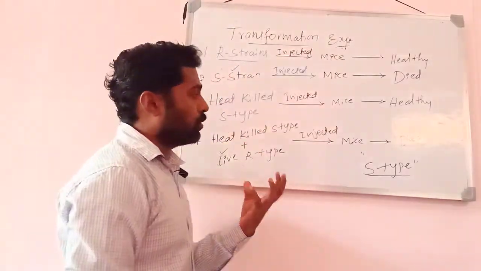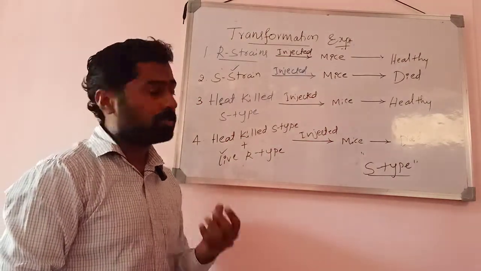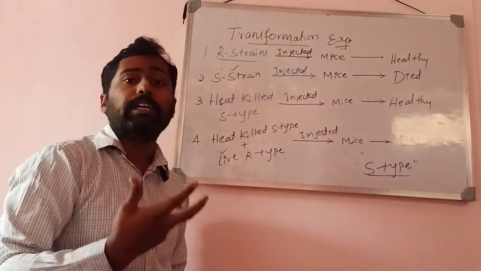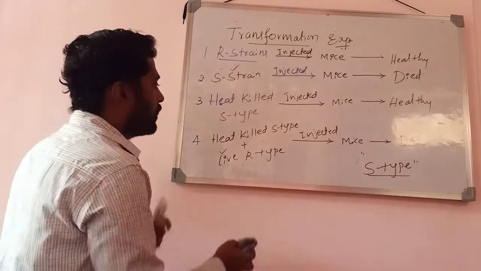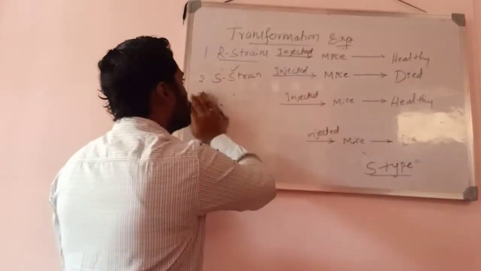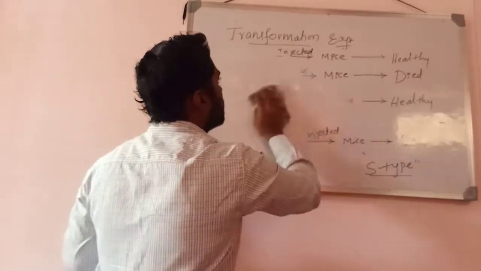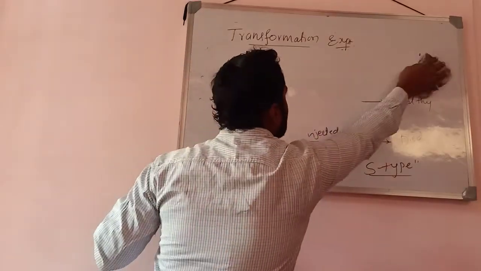He wondered what mechanism had happened here, how the R type bacteria got converted into S type. So Griffith coined the name for that mechanism: transformation.